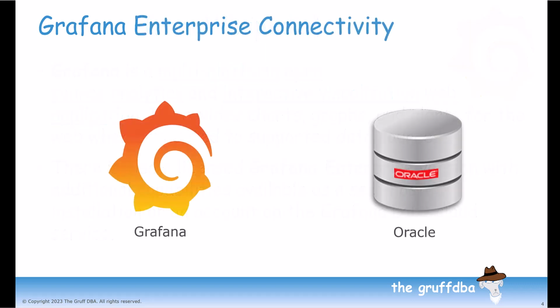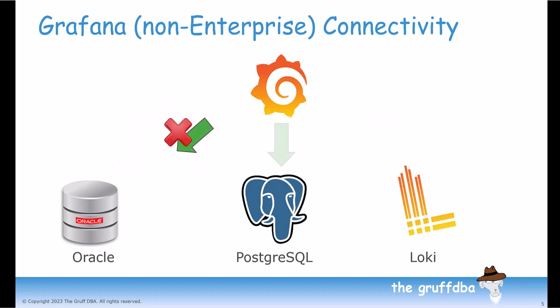The Enterprise Edition includes a wide variety of connectors to access different data sources. For example, with the Grafana Enterprise Edition, you can directly access an Oracle database from within Grafana. The free version is much more limited, with the two main connectors being Postgres and Loki. There is no Oracle connector in the free version of Grafana. But what we can do is interrogate an Oracle database, capture the key statistics, insert them into a Postgres database, and then use that to drive our Grafana dashboard.